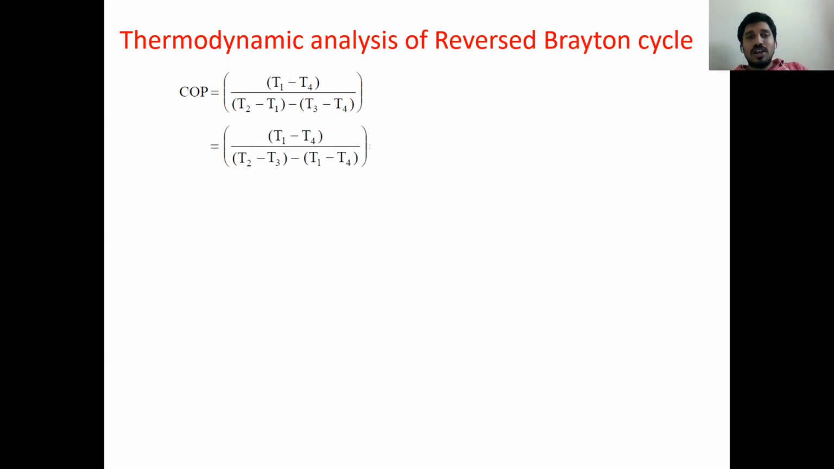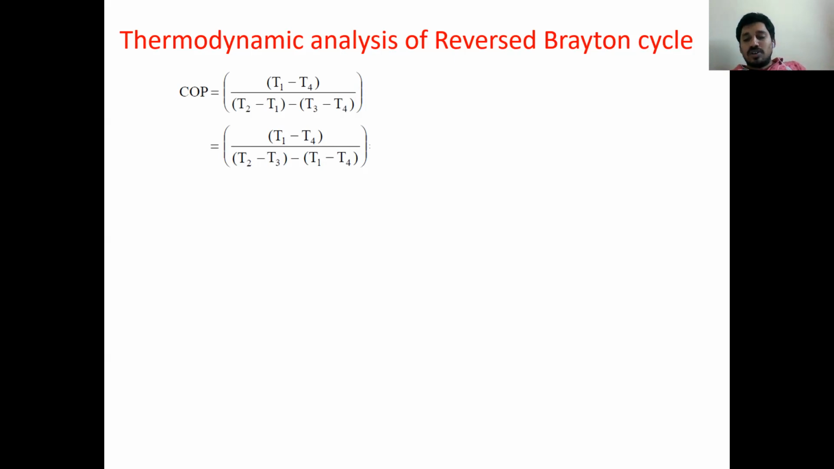There is no change here. All of you see, the denominator values have been rearranged: T2 minus T3 minus (T1 minus T4). There is no change in the value, only a small change in the notation of writing the temperatures. Finally, that value does not change. The numerator T1 minus T4 has not changed, and the denominator is T2 minus T3 minus (T1 minus T4), no change.